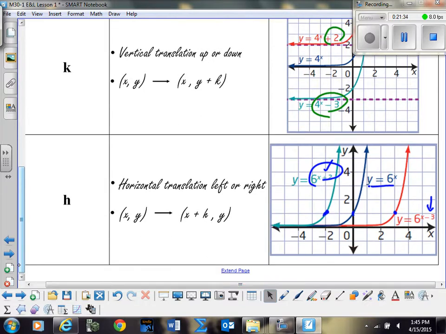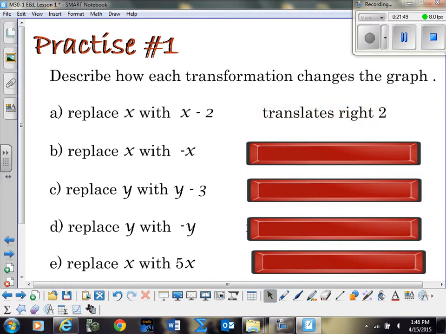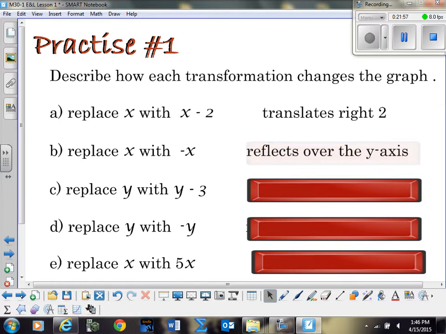All right, that covers our transformations. What if we were to look at a problem like this? Describe how each transformation changes. So replace x with x plus 2. We know that we replace x with an x minus 2, we're going to go to the right. Replace x with a negative x. Well, that's a negative x. That means it's a reflection over the y-axis.